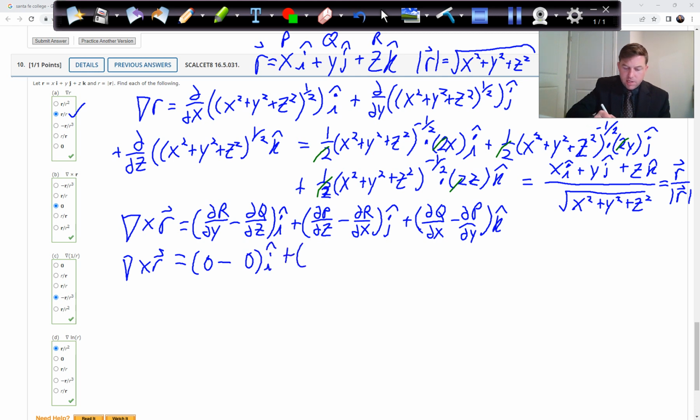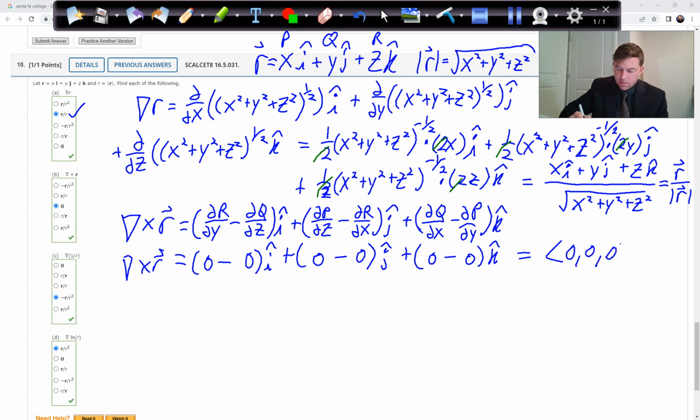Plus dp dz. P is x, derivative of x with respect to z, 0. dr dx, derivative of r, which is z, with respect to x is 0 in the j. Plus dq dx. Q is y, so the derivative of y with respect to x is 0. dp dy. P is x, derivative of x with respect to y, 0. So this is 0, 0, 0. It is a vector 0, so they wrote it as bold. So it's like bold 0. Okay, so that one's not too bad.